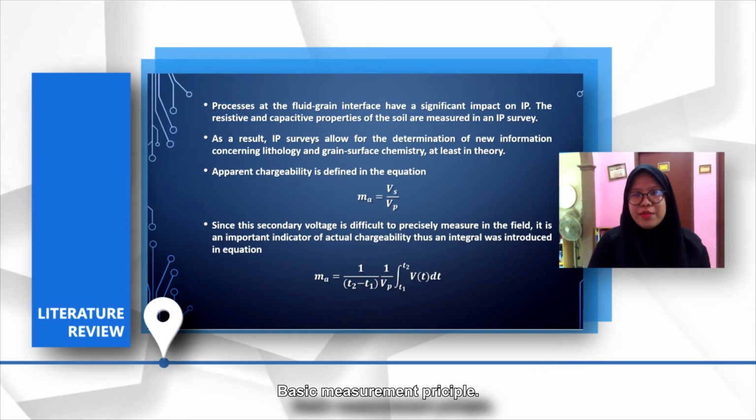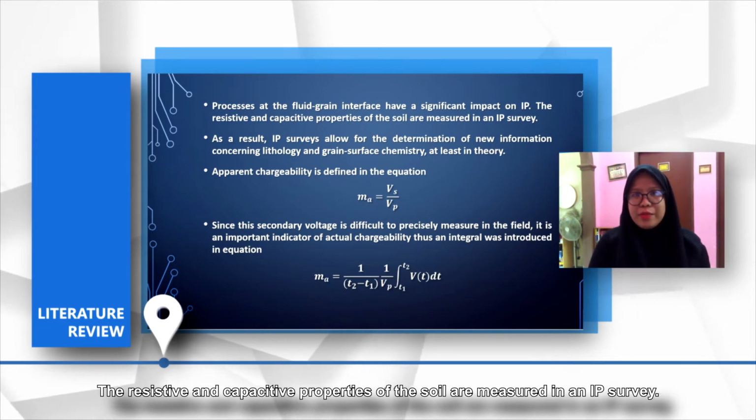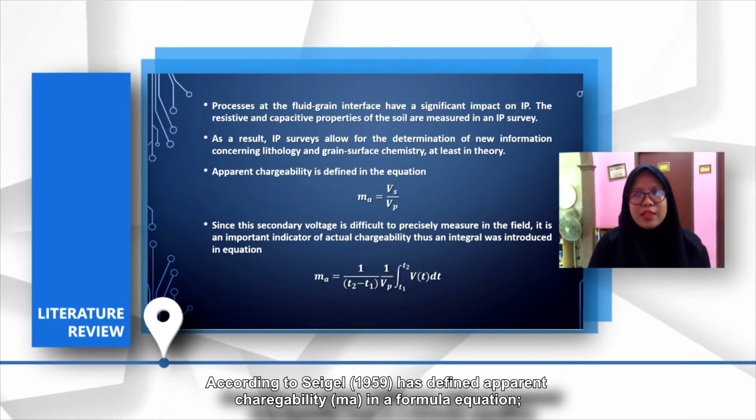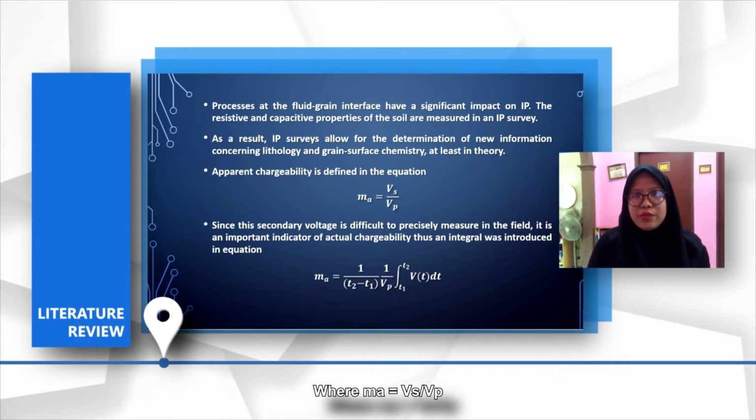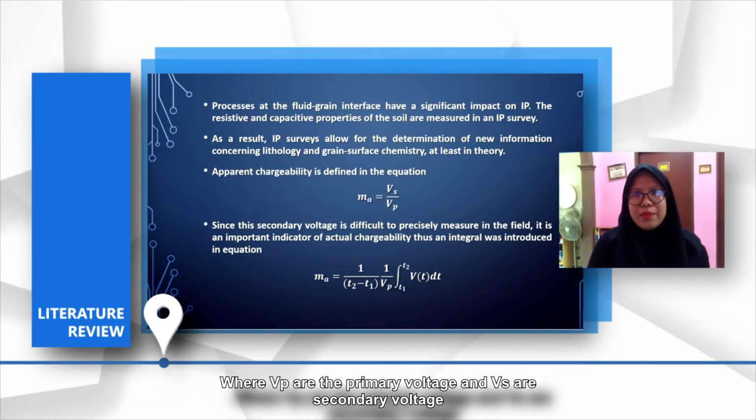Basic measurement principle. The resistive and capacitive properties of soil are measured in an IP survey. According to Siegel, 1959, the apparent chargeability Ma is defined by the formula Ma equals Vs over Vp, where Vp is the primary voltage and Vs is the secondary voltage.